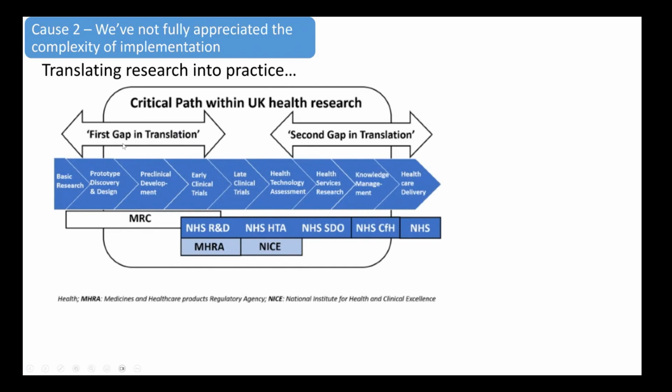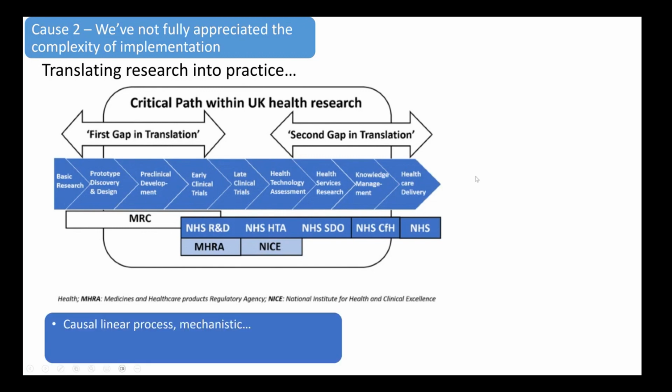Now, the second cause is we've not fully appreciated the complexity of implementation. This is a 2006 model of how to get research into practice. You can see it's saying that you start with your basic research and you need to move through these steps, and eventually you work with all these different organizations and you'll get healthcare delivery. So it's very causal, linear, mechanistic, step by step, cause and effect. And there's a lot of people who still think about implementation in this way. I think when we're working with healthcare systems, we'll put these processes in and this will happen. And the reality is very different.